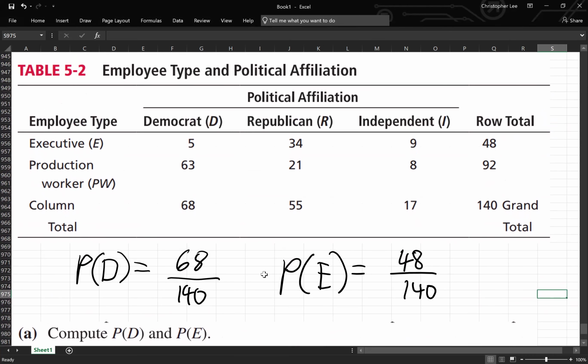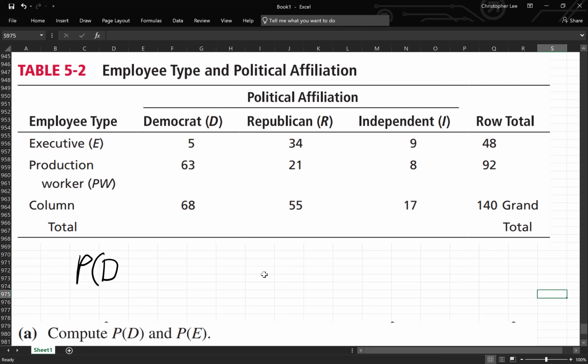Just because I want the table, I'm going to erase this real quick. What's the probability of a Democrat given an executive? Give me the answer there. 5? No, it's a fraction I'm looking for. Something over something. Close. All right, let me ask you something. How many executives are there? 48, right? So there's 48 executives. Now, out of all of those executives, how many of them are Democrat? 5. That's my answer.